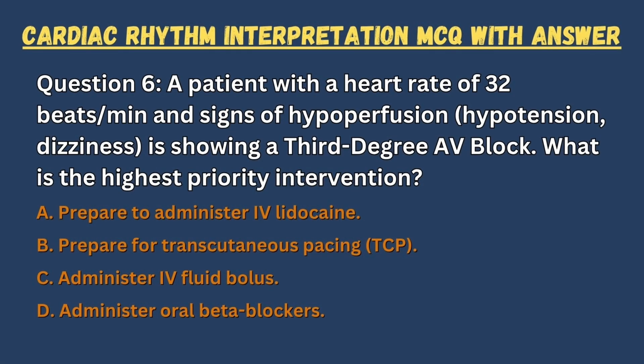Question 6. A patient with a heart rate of 32 beats per minute and signs of hypoperfusion, hypotension, dizziness is showing a third-degree AV block. What is the highest priority intervention? A. Prepare to administer IV lidocaine. B. Prepare for transcutaneous pacing, TCP.